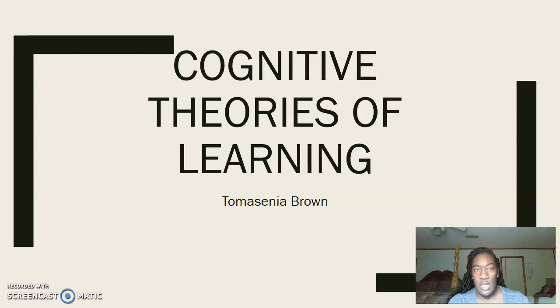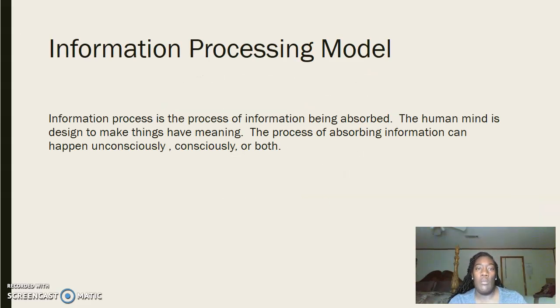I chose chapter 6, which is cognitive theories of learning. It mainly talks about the thought process and how you receive information and retain it. The information processing system is basically the process of information being absorbed. The human mind is designed to make things have meaning. So this process can happen unconsciously, consciously, or both.